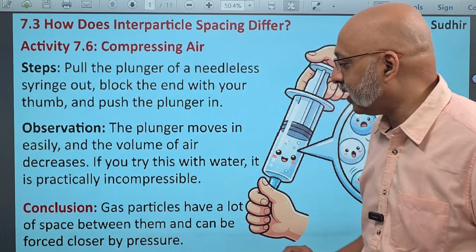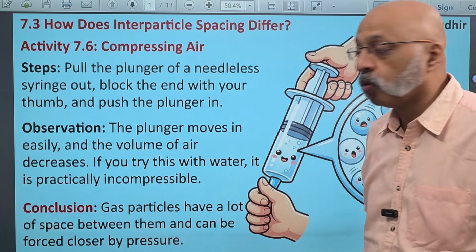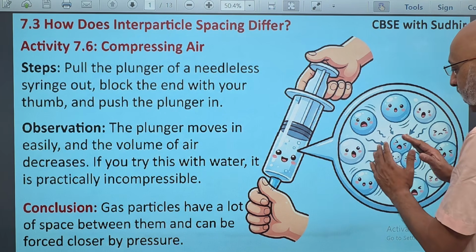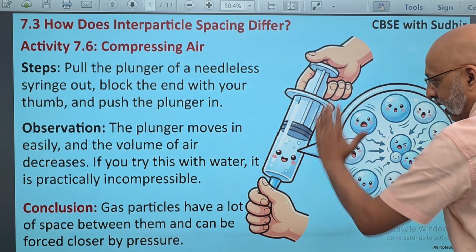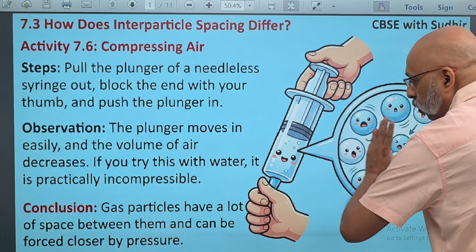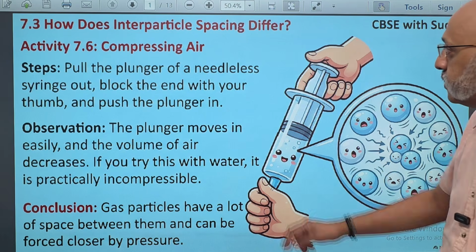So the conclusion you arrive at is that gas particles have a lot of space between them and can be forced closer by pressure. Because there is a lot of space between each of the particles, when you apply pressure like this, you can bring them closer together. So the volume of the air here will actually decrease.